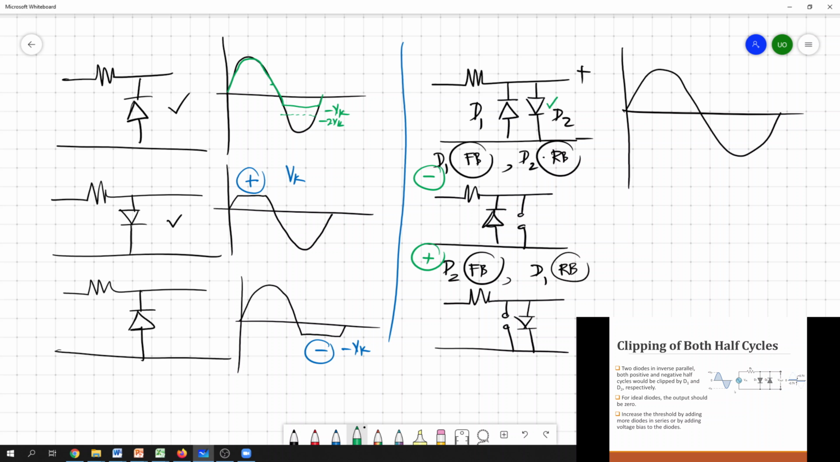So during this positive cycle, you have this kind of a circuit, or this whole circuit can be simplified to this model. So D2 gets forward bias and D1 gets reverse bias, and it simply matches with this one. So then the positive cycle of the input should be clipped at Vk.